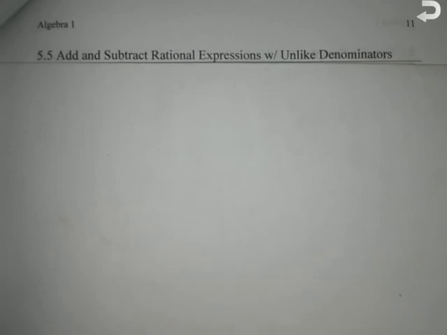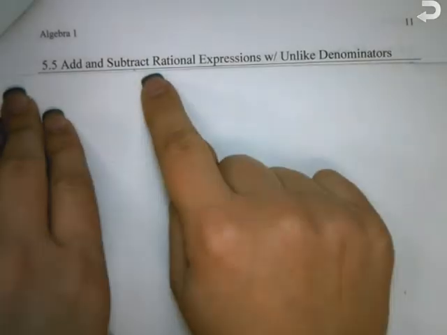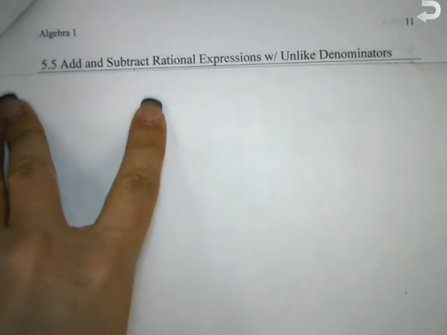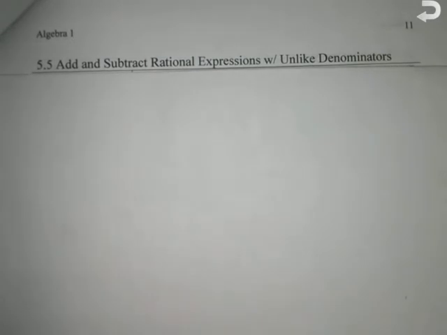So it was Wednesday for you guys, right? We did 5.4, which was also adding and subtracting rational expressions with unlike denominators. Today we're going to take it one step further, and we're going to be looking at unlike denominators that are binomials. What does binomial mean? 2. On Wednesday we only looked at denominators with monomials.